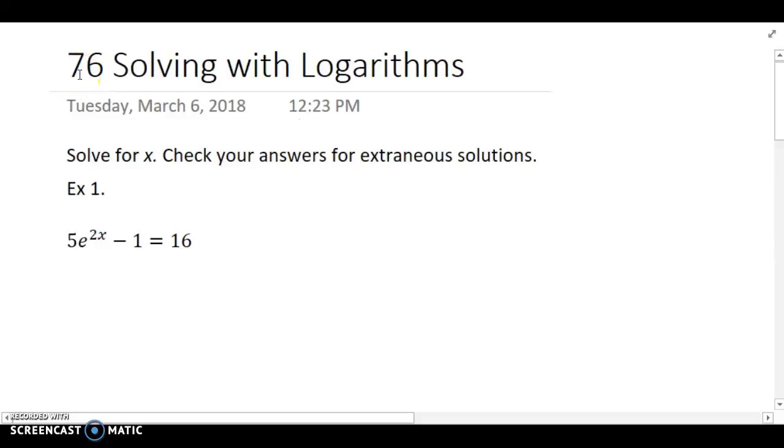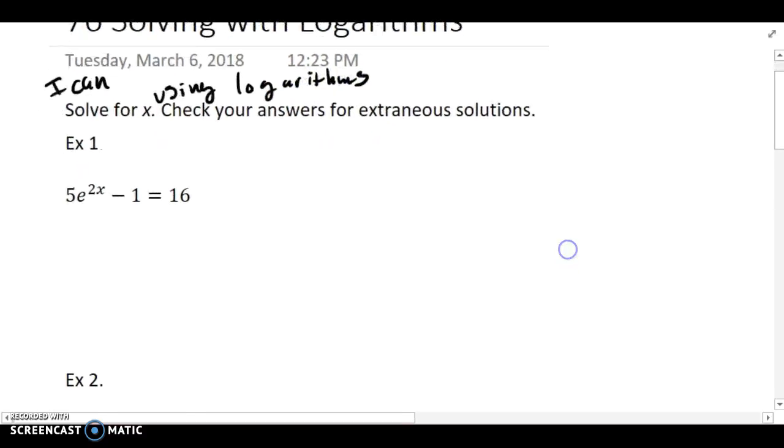All right, so today we're going to learn about solving logarithms. So welcome to my class, everybody, and we're going to get this done. So today's goal is I can solve for x using logarithms. So that is our goal today. So we're going to be given some interesting situations.